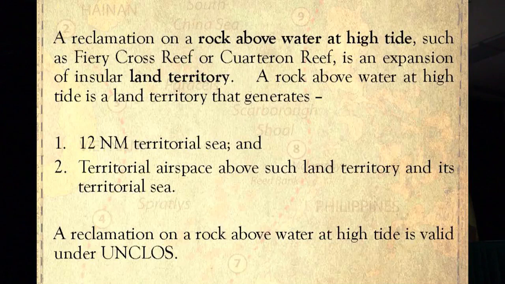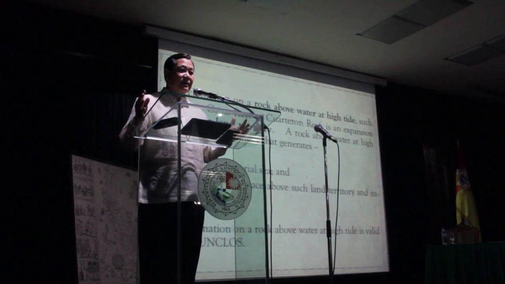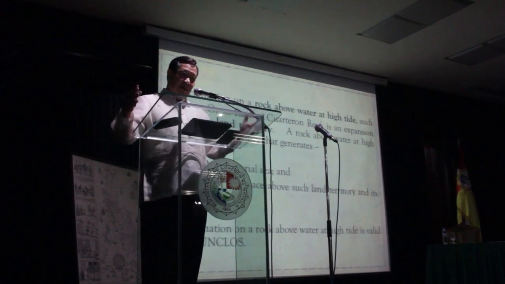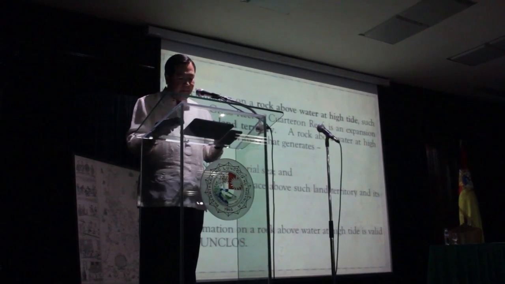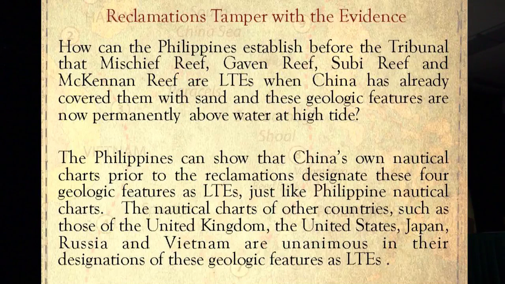A reclamation on a rock above water at high tide, such as Fiery Cross Reef and Cuarteron Reef, is an expansion of land territory. A rock above water at high tide is land, it is territory. So you can reclaim it. Because it has a territorial sea of 12 nautical miles, you can reclaim up to the edge of your 12 nautical miles. Reclamations tamper with the evidence.